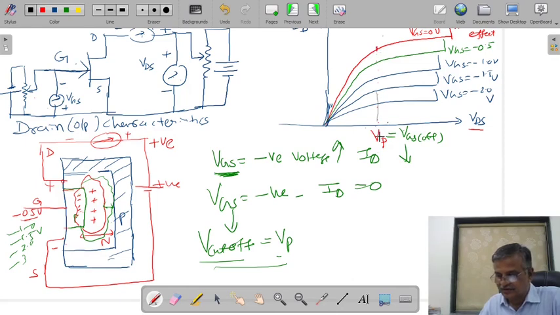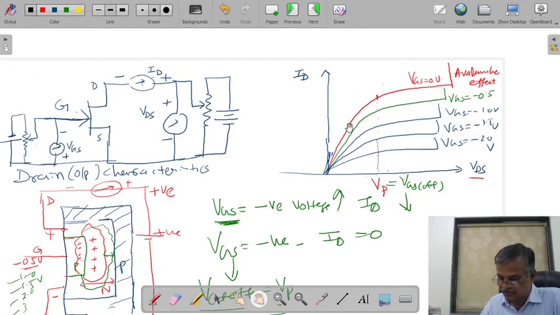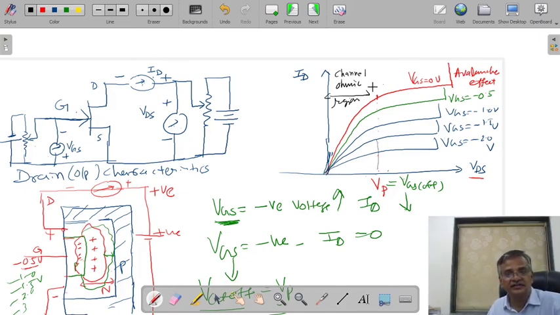Look here. Yes, this is your Vp. Here this region is called channel ohmic region. Only this region. Sir, why? It follows Ohm's law. Voltage increases, current increases. So I'm saying channel ohmic region. Why? It follows Ohm's law.